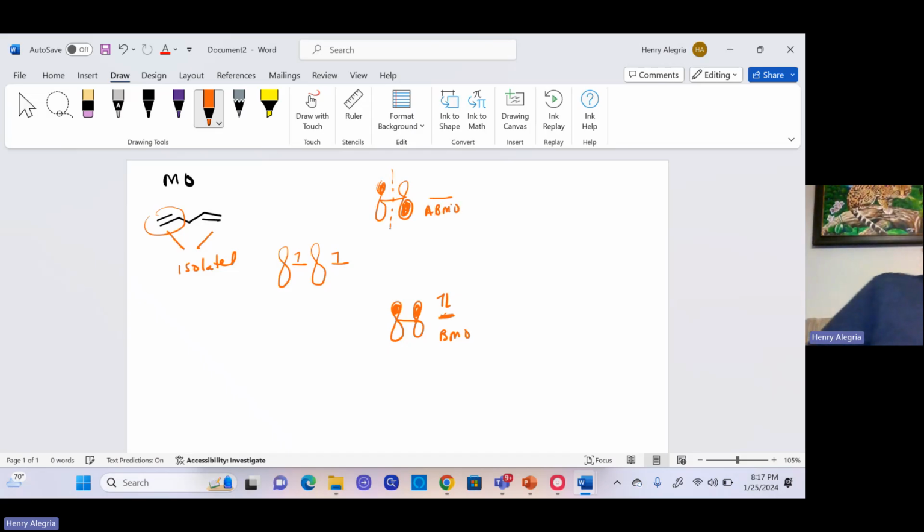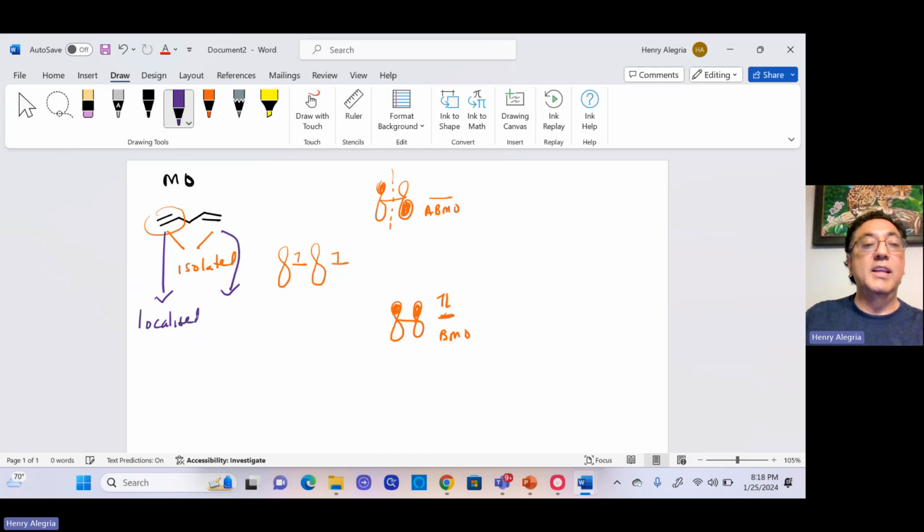But the thing is, that is what would happen with each double bond individually and in an isolated fashion. What that means then is that the electrons that we have here and the electrons that we have here, in each case, those are localized electrons. They cannot move anywhere else. They're localized between those 2 carbons.